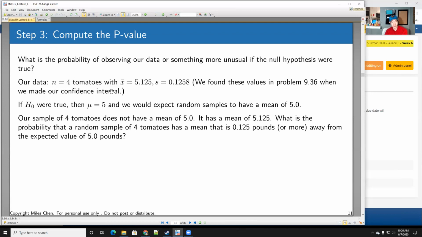So our p-value is the probability that a random sample has a mean that is 0.125 away, which is the difference between what I observed and what I expect if the null hypothesis were true. What's the probability of getting a sample with that difference or something greater? So that means we want 5.125 and higher, and also 5 minus 0.125, so 4.875 or lower.